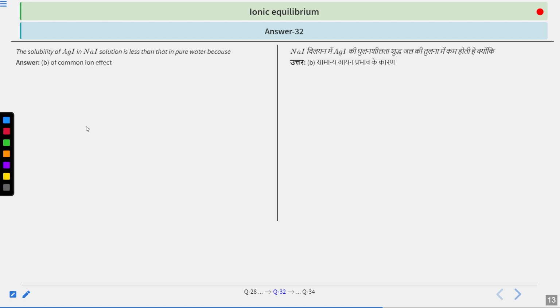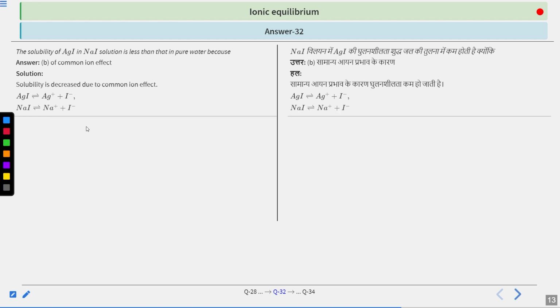The reason is simple. It is because of the common ion effect. When we dissolve AgI in water, we get Ag plus and I minus. Similarly, if we dissolve NaI into water, we will get Na plus and I minus. Now there is a common ion present in both of them, which results in the common ion effect. So due to this common ion effect, the AgI solubility is suppressed.